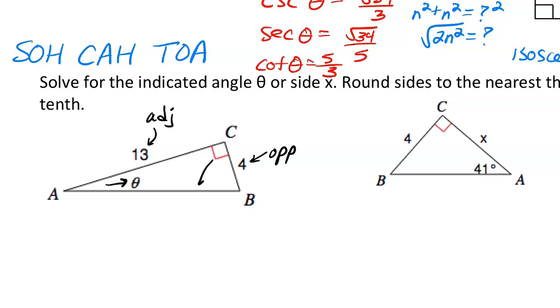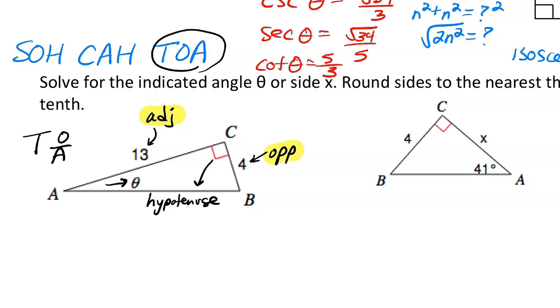The right angle tells me that this side is the hypotenuse. So we're told information about the opposite side and the adjacent side. So an O and an A. That should let you know what trig ratio, sine, cosine, or tangent you need to use. You would need to use tangent. So we would write it as tangent theta equals opposite length, 4, divided by the adjacent length, 13.